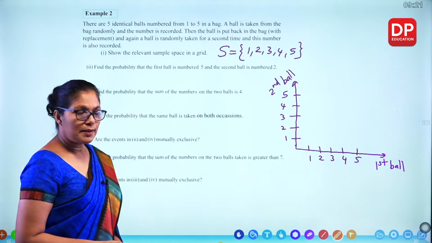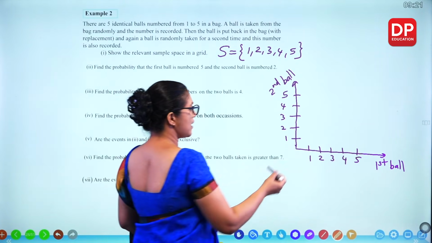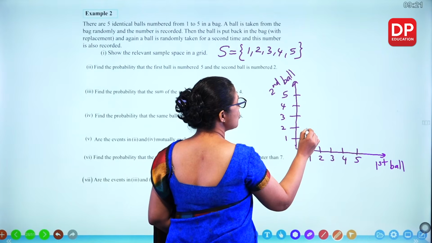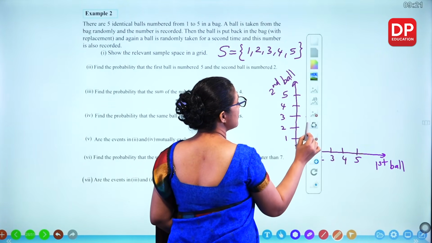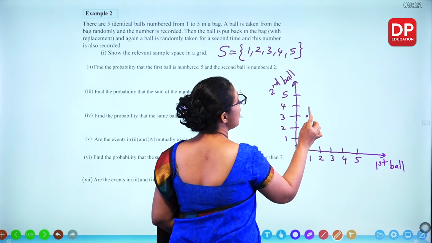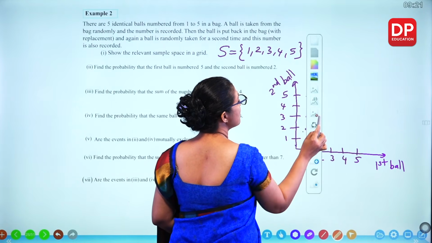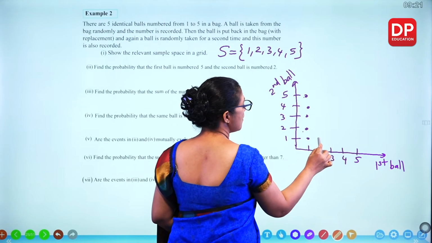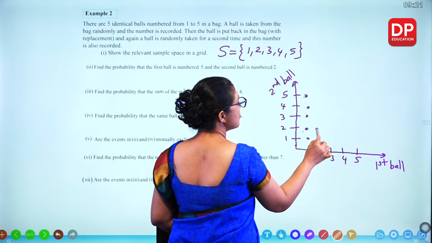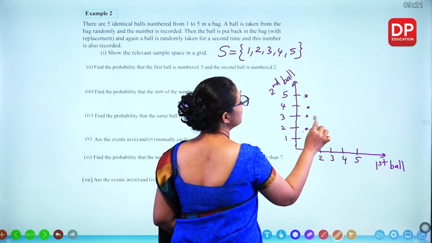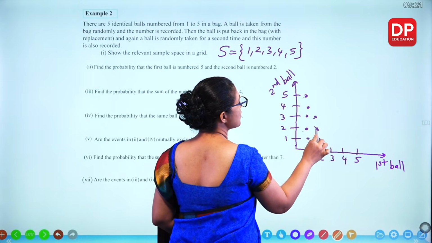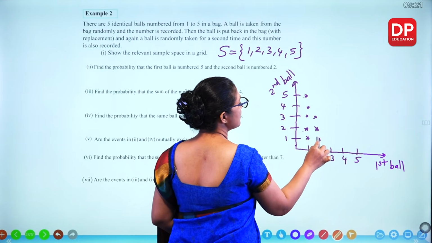So what are the possibilities? You can get 1,1; 1,2; 1,3; 1,4; 1,5; 2,1; 2,2; 2,3. I'll put crosses. It's easy.